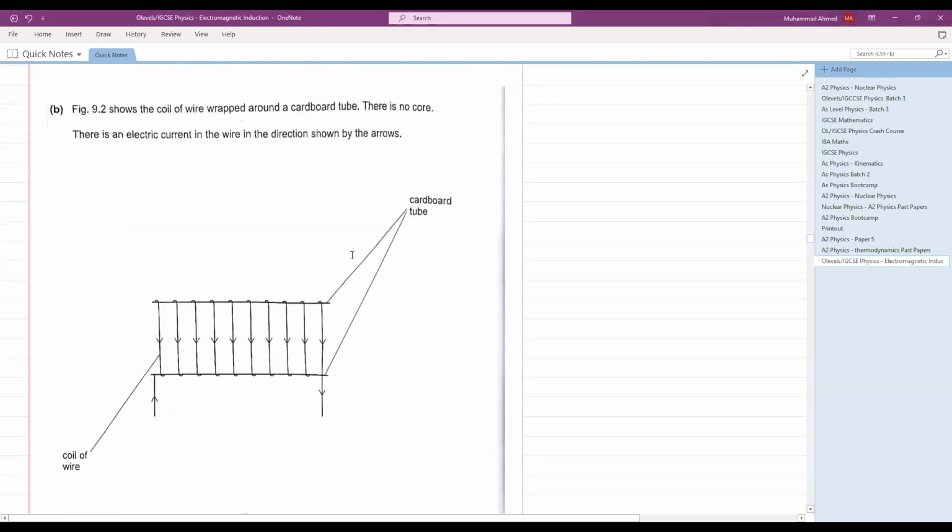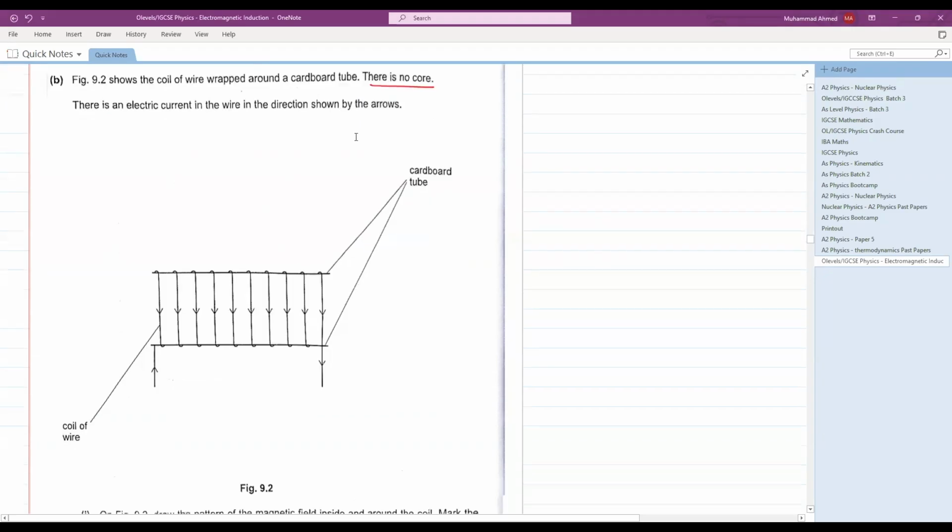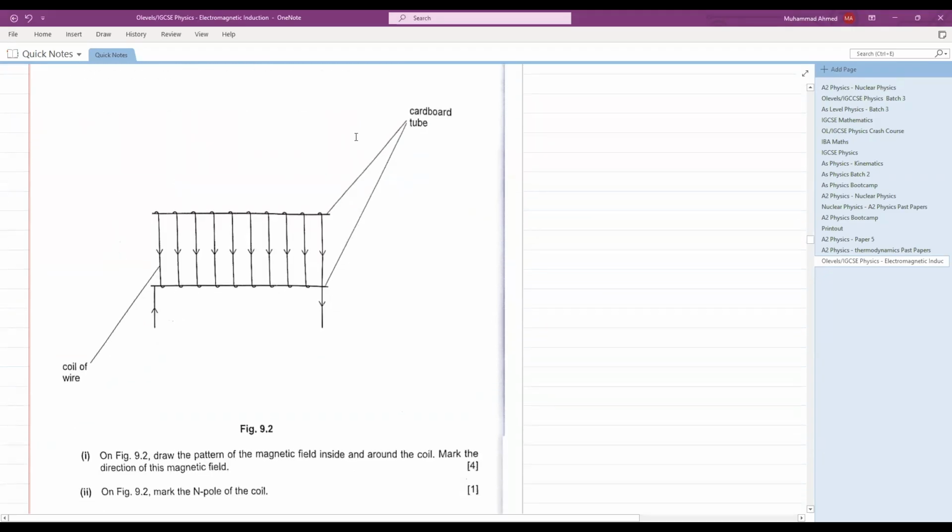Let's see this. Figure 9.2 shows a coil of wire wrapped around a cardboard tube. There is no core. There is an electric current in the wire in the direction shown by the arrows. On figure 9.2, draw the pattern of the magnetic field lines around the coil. Mark the direction of this magnetic field.